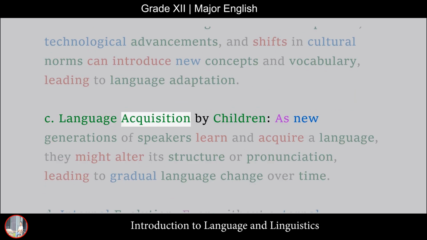C. Language acquisition by children. As new generations of speakers learn and acquire a language, they might alter its structure or pronunciation, leading to gradual language change over time.